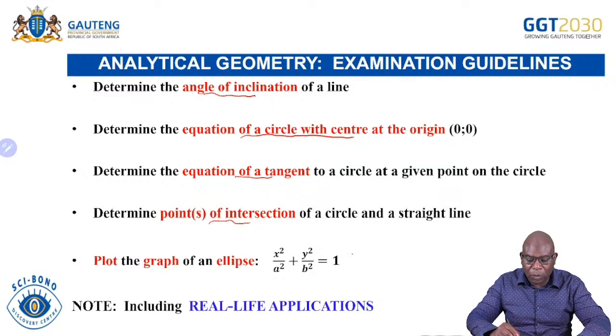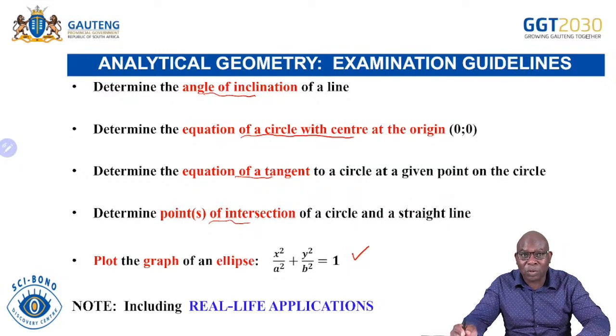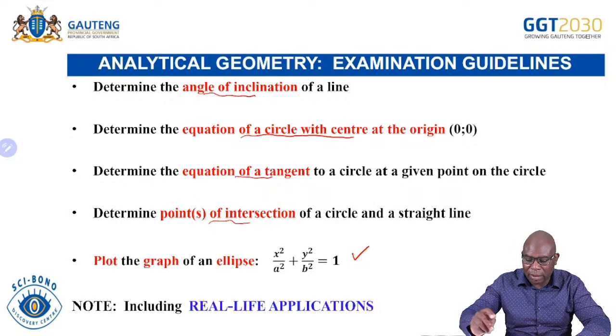The last one will be plotting the graph of an ellipse. So this is 3 marks. We will see when we're doing these questions that this question comes each year, and we must know how to draw, how to plot this graph.